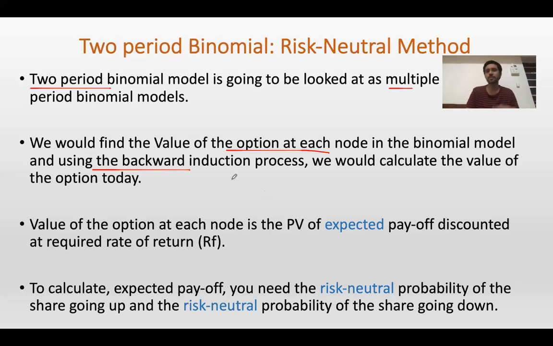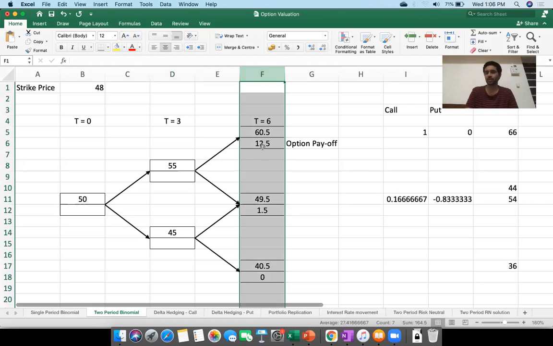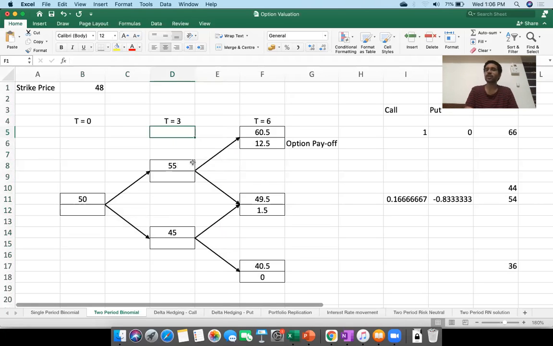So that is called the backward induction process. We would then calculate the value of the option today. Just to repeat what I said again, we have the option payoff at t equal to 6. What we are going to do is first concentrate only on this highlighted portion. This is nothing but a single period binomial.